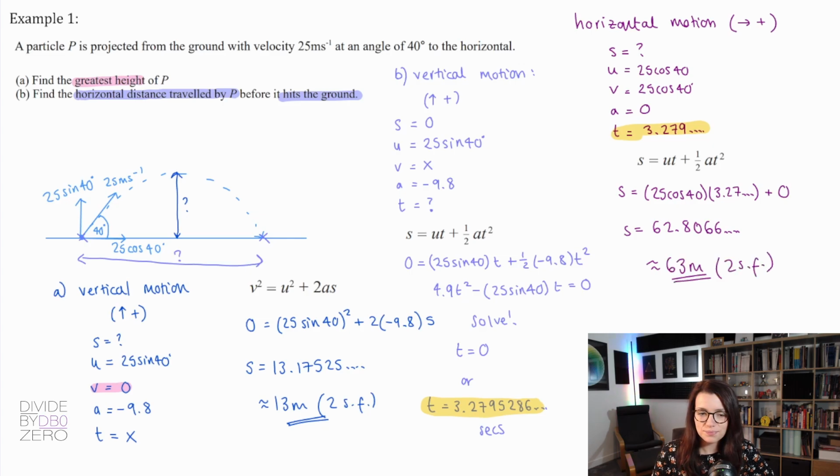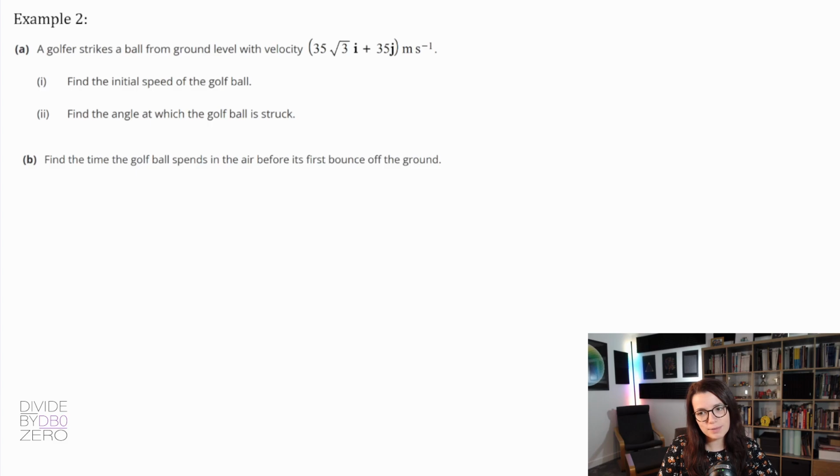And that's it. Example 2. A golfer strikes a ball from ground level with velocity 35 root 3 i plus 35 j meters per second. Part 1. Find the initial speed of the golf ball. So first thing I'm noticing is that they want the speed rather than velocity. So that's going to be the magnitude of the initial velocity vector.